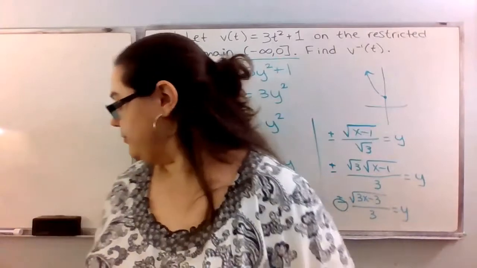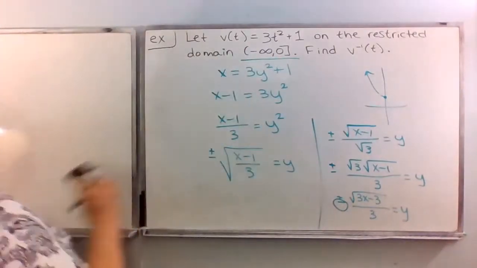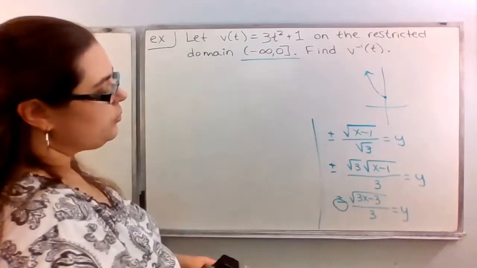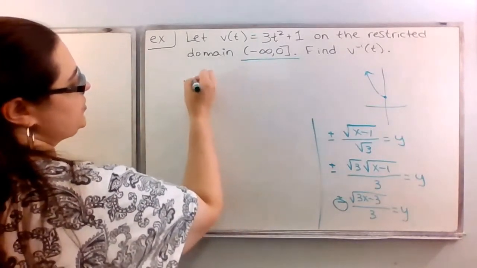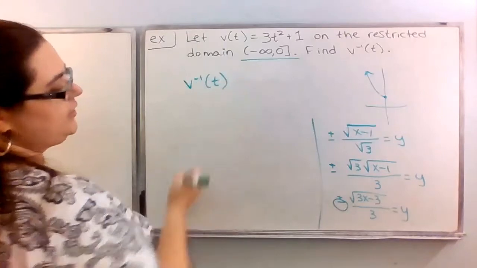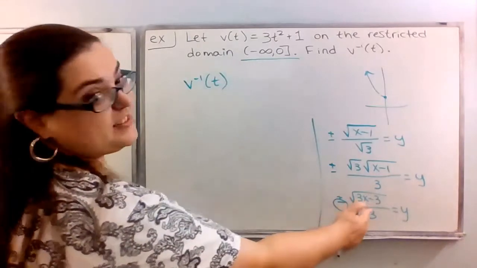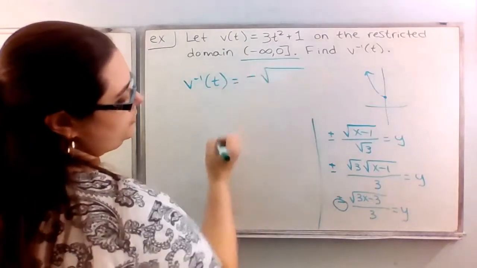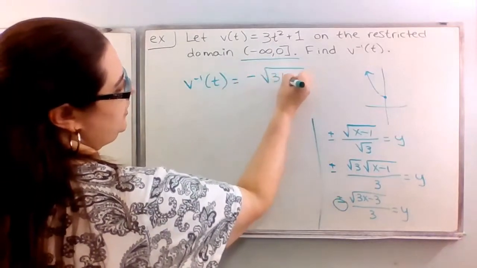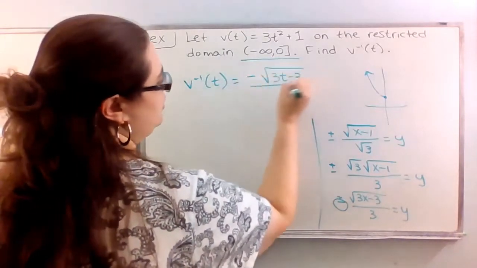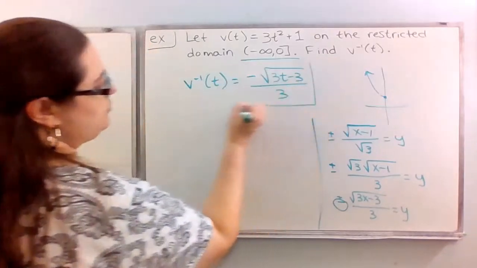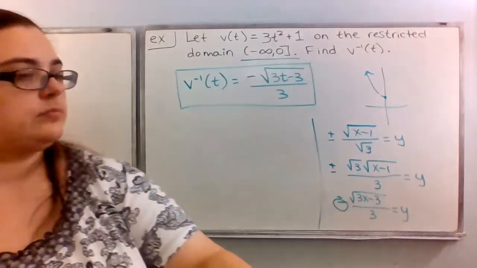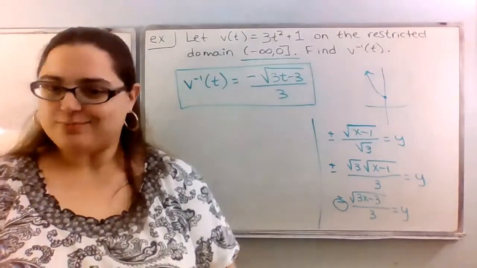So to finish this up, we're going to write that the inverse of v of t, and we're just going to use t instead of x here. So this is going to be the negative square root of 3t minus 3 over 3. All right, there we go.